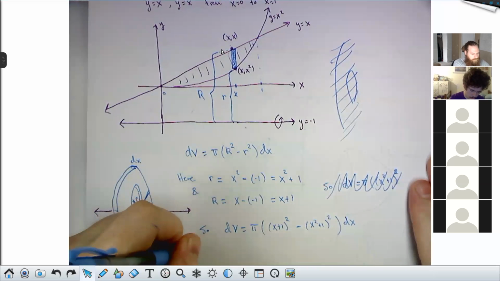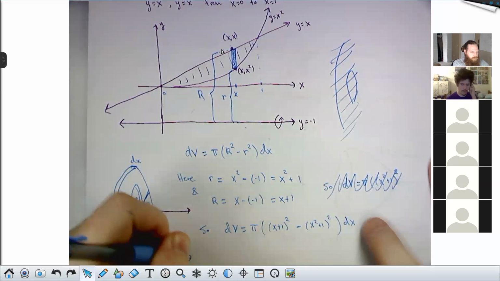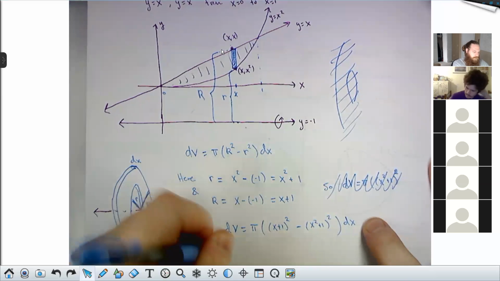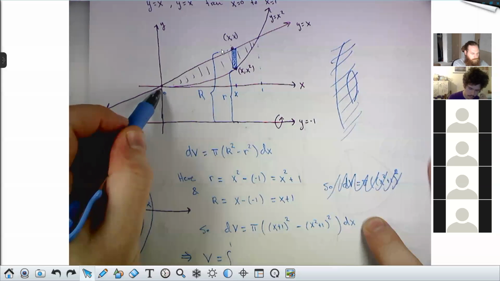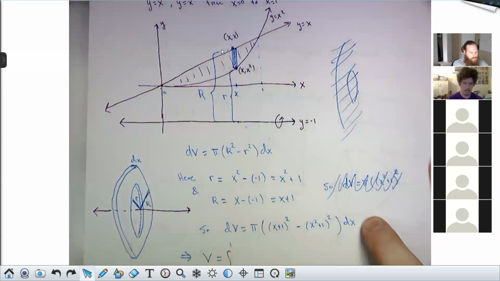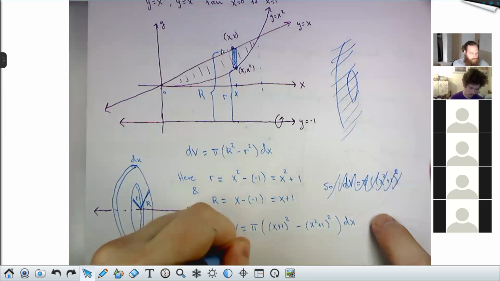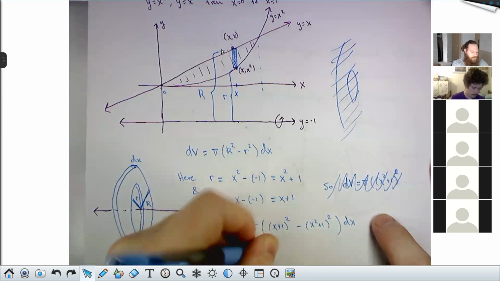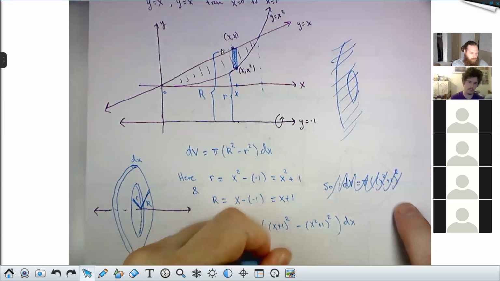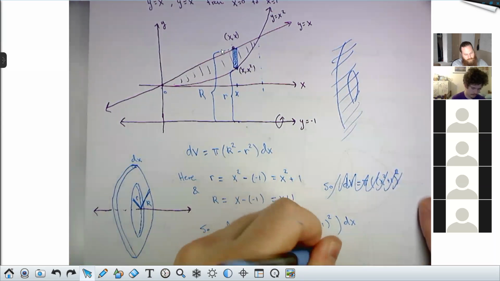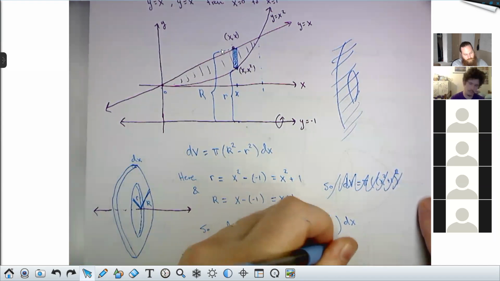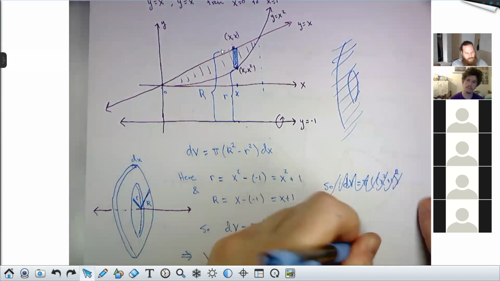So since dV is this, V will be the integral from 0 to 1, same logic as last time, far smallest x value in the region to largest x value in the region, of dV, which this time is going to be pi times the integral from 0 to 1 of x plus 1 quantity squared minus x squared plus 1 quantity squared dx.